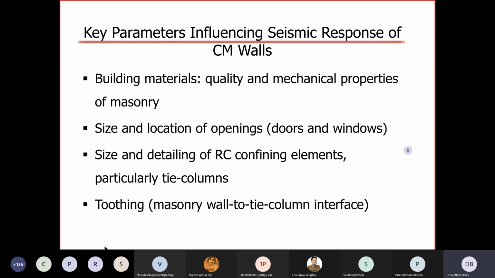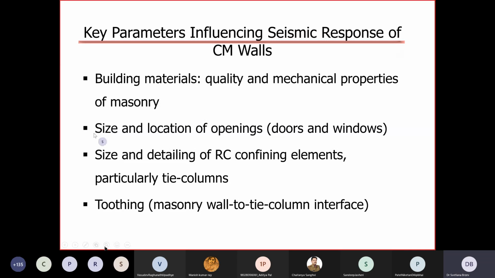One of them is quality and mechanical properties of masonry. Masonry is a building material. So in simple words, I didn't try this, but if you have a poor strength of masonry, the fact that you're using confined masonry is going to help up to a certain extent, but there is no magic. Minimum strength of masonry materials has to be achieved.